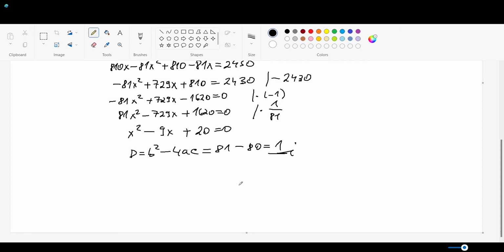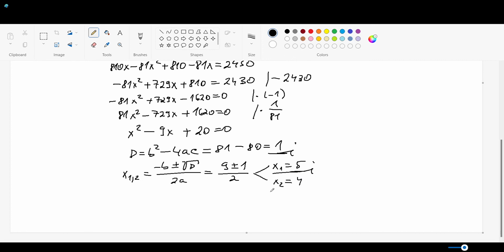roots, and that I can calculate my roots very easily, and it looks like they will be really nice numbers, which is good news. So let's calculate my roots. x1,2 equals -b plus minus square root of D divided by 2a, and it equals 9 plus minus 1 over 2, which means my first root is 9 plus 1 is 10 divided by 2 is 5, and my second root is 9 minus 1 is 8 over 2 equals 4.